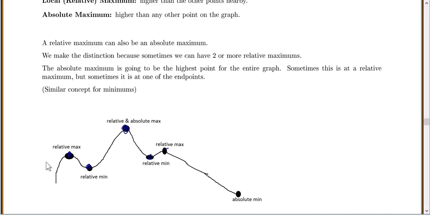But you also look at your entire graph and find the highest point anywhere on the graph, and that's your absolute maximum. And the lowest point on the entire graph is your absolute minimum. So it turns out that your relative maximum can also be an absolute maximum. Like here, it's a peak, and it's the highest point on the entire graph.